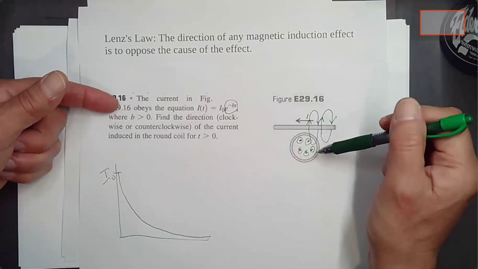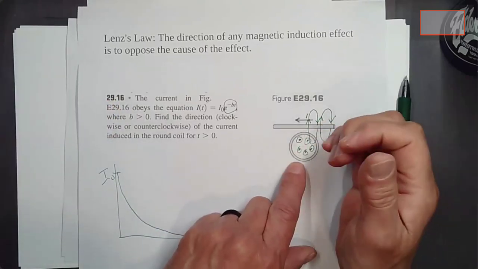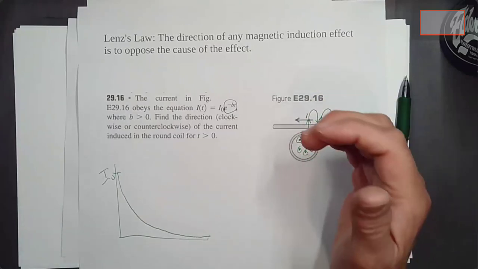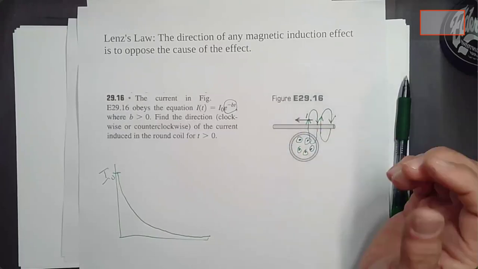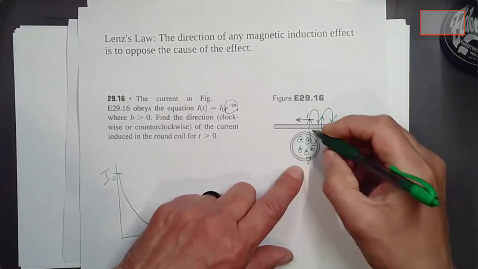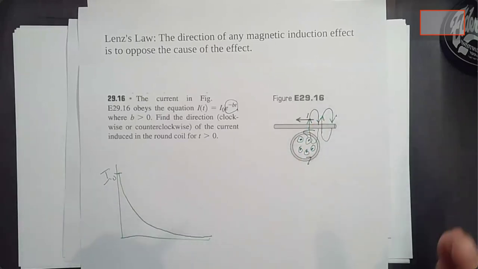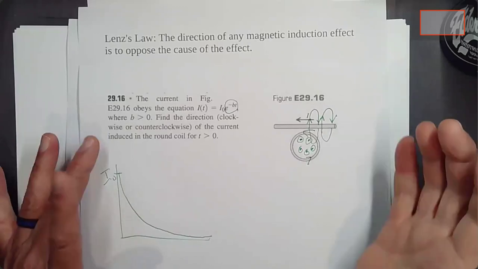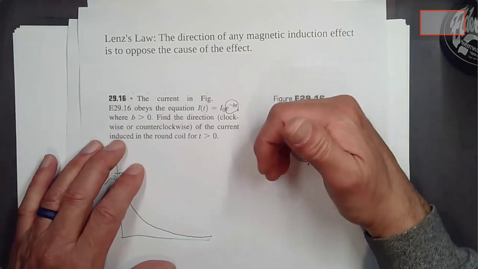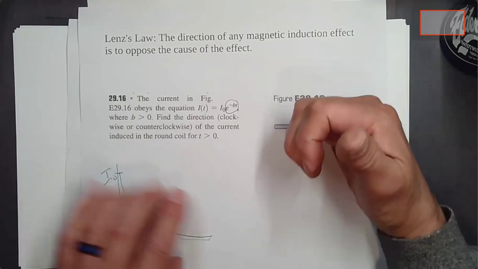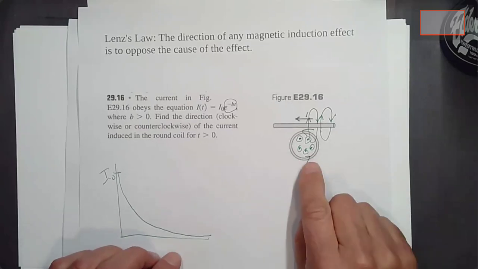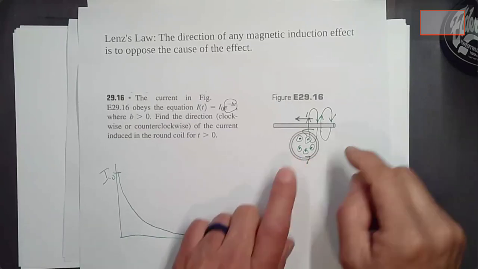So with a flux out of the page that's decreasing, what would be an induced current direction that would maintain flux coming out of the page? Well, it would be a counterclockwise current. And I say that not because I did a calculation to figure it out, but because if you have a counterclockwise current in that loop, it'll produce flux out of the page.